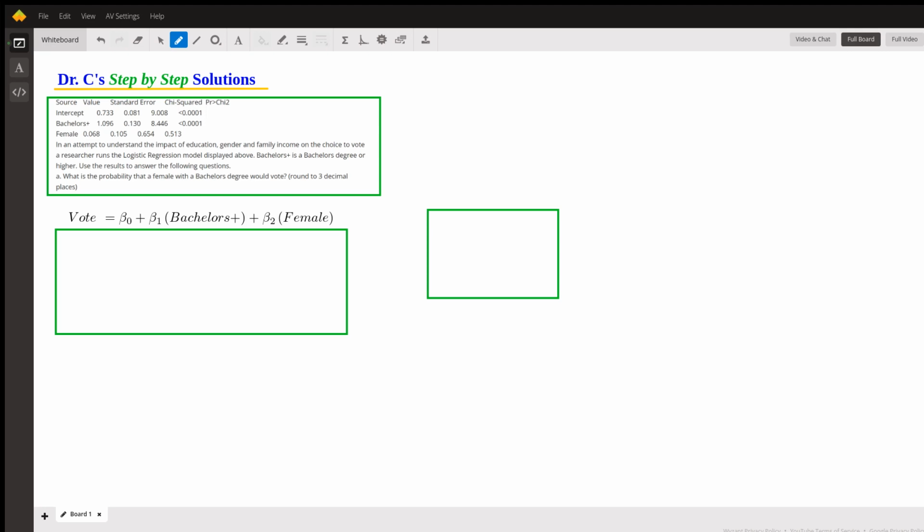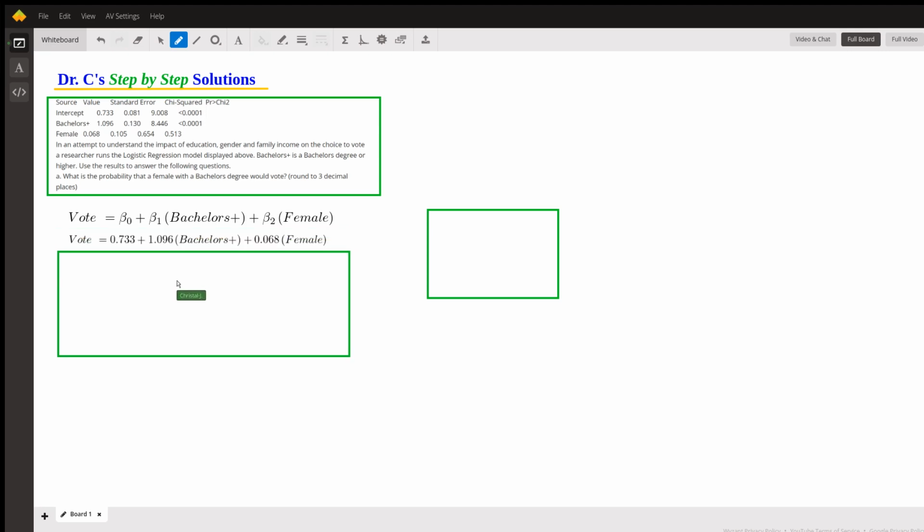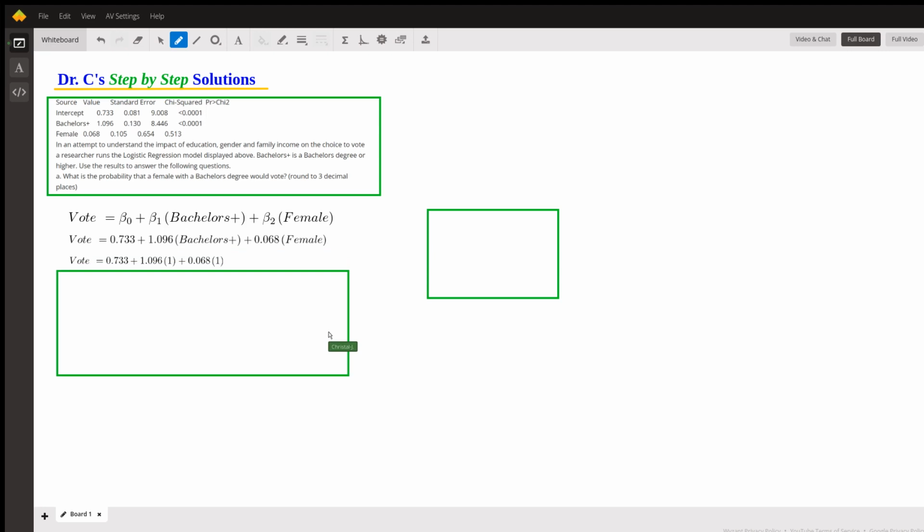So after we do that, essentially you would plug in the values. So the intercept is 0.733. For bachelor's plus is 1.096, and then the female is 0.068. So because you have a dichotomous variable such as female, we're going to assume that it is dummy coded, which means male will be 0 and female will be 1. Bachelor's degree as well, so either they have that bachelor's degree or they do not. So both of those values would turn to 1.